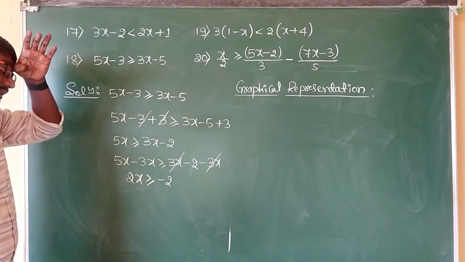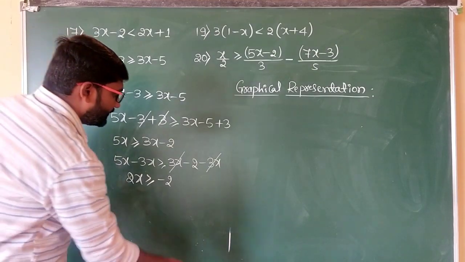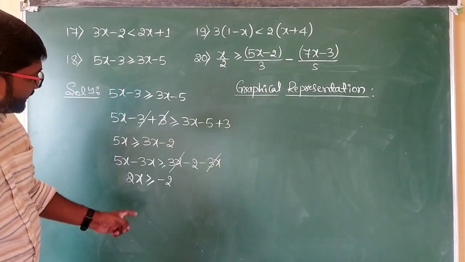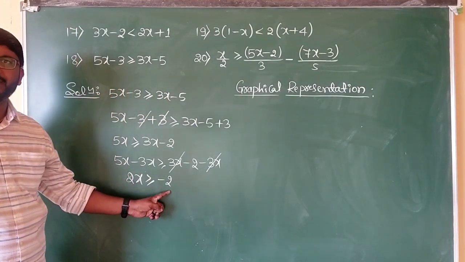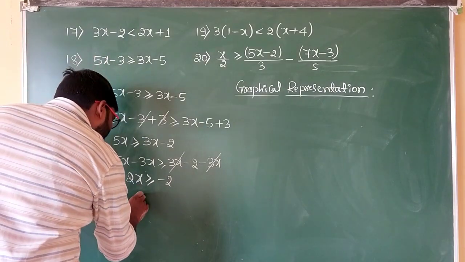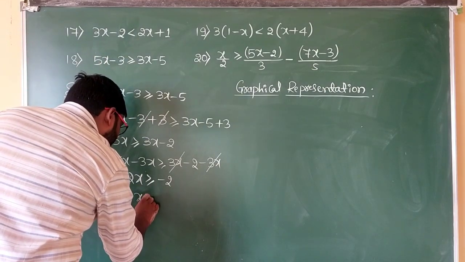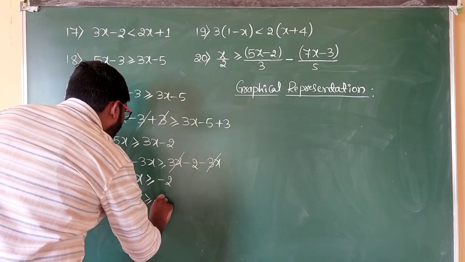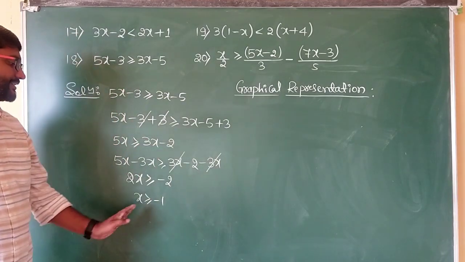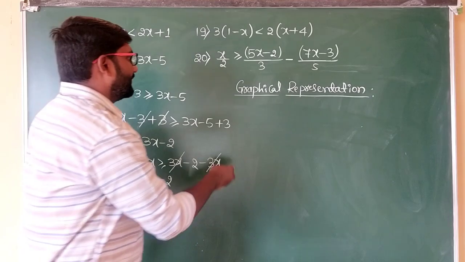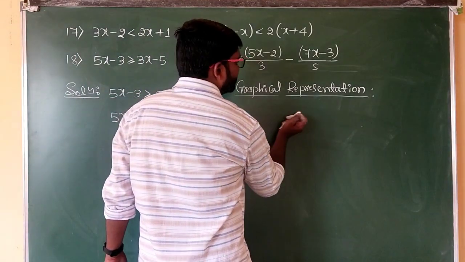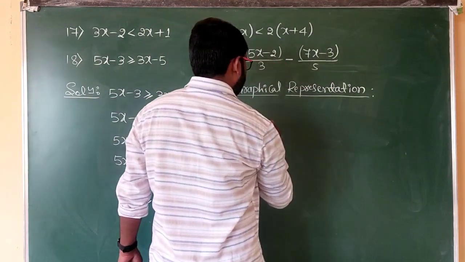So now we will have to eliminate 2 here on the left side. That means divide both the sides of the inequality by 2. So if we divide by 2, we get x greater than or equal to minus 1. X has to be greater than or equal to minus 1. Let us go for the graphical representation. We need to represent the solution on the number line.